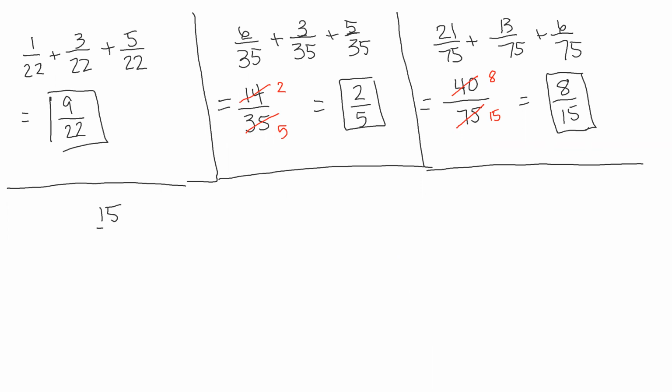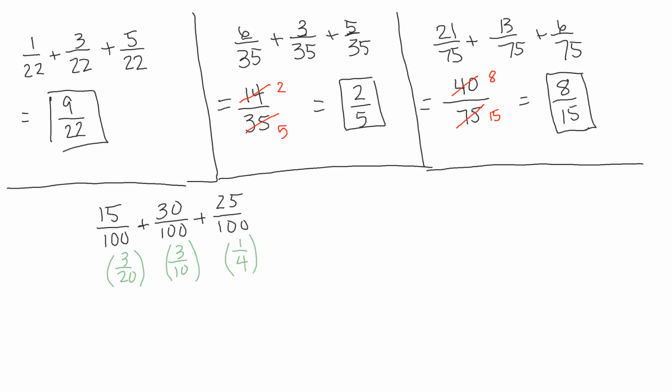So let's say we have 15 over 100 plus 30 over 100 plus 25 over 100. All three of these fractions could be reduced. Now, if I were to reduce 15 over 100, I would get 3/20. If I were to reduce 30 over 100, I would get 3/10. If I were to reduce 25 over 100, I would get 1/4.